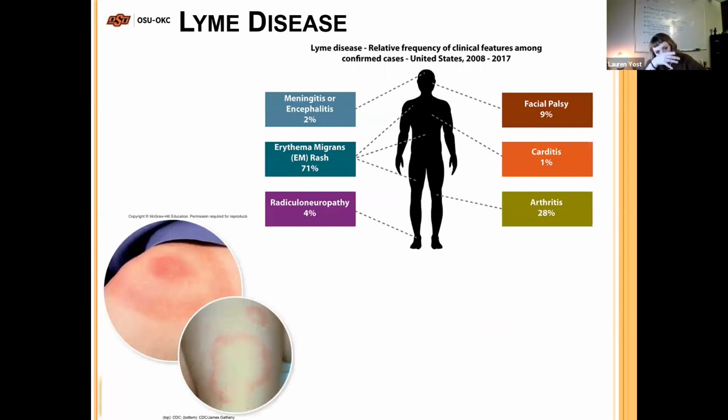This one's a difficult one, right? It's hard to diagnose, and it's one of those things that can be diagnosed a lot whenever it's not actually there. Just saying. But here are some incidences of the symptoms that are associated with it. On the bottom left, you can see the typical bullseye rash that is associated with Lyme disease. So most common symptoms are going to be that rash as well as arthritis, and other symptoms are a little less common.